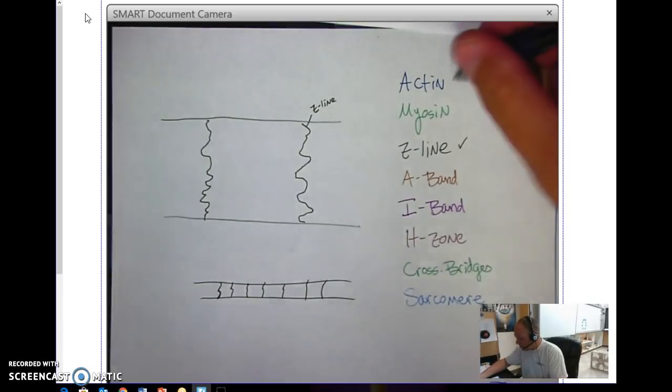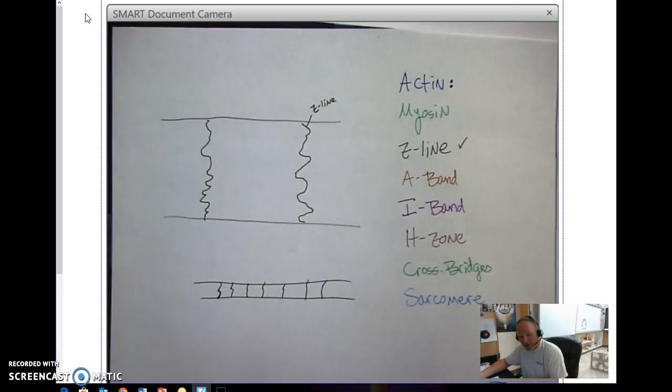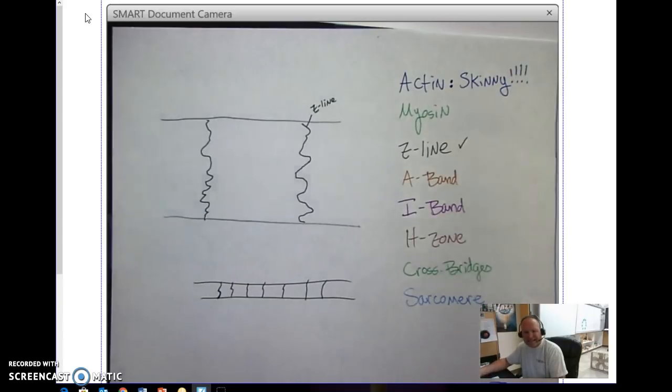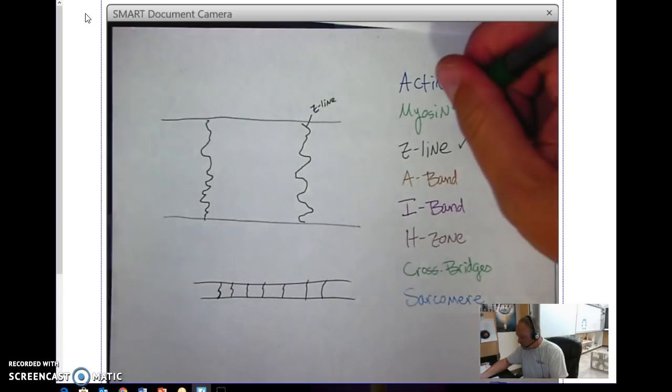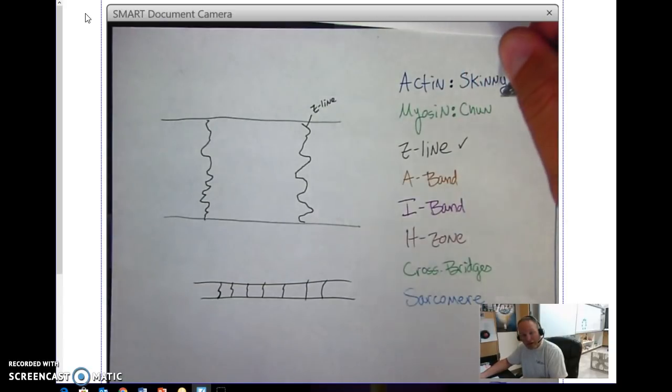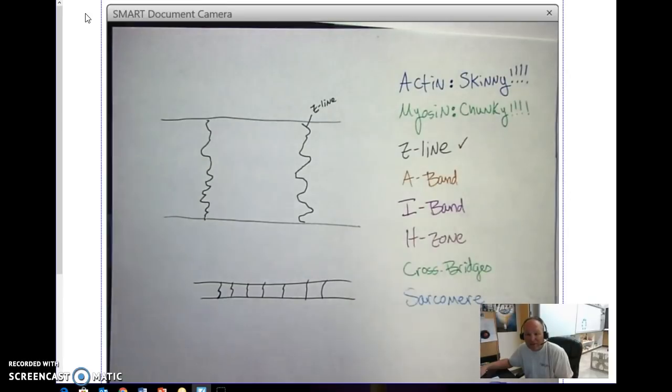Here's how you're going to memorize it. Actin, I want you to memorize as super skinny, skinny, skinny. And myosin, I want you to memorize as super chunky, chunky. I don't know how you spell chunky, I think it's a KY. If you can remember, these are two proteins found inside a muscle cell. It's kind of like the cytoskeleton, and they're super skinny and super chunky.